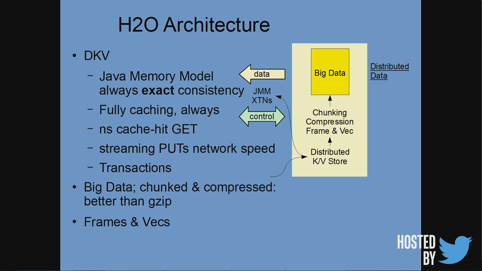And streaming puts will go at network speed, because if you're streaming puts, you're actually writing big data as fast as you can around the cluster, and you're limited by the network. And it supports transactional memory. The big data is stored in here, chunked and compressed.